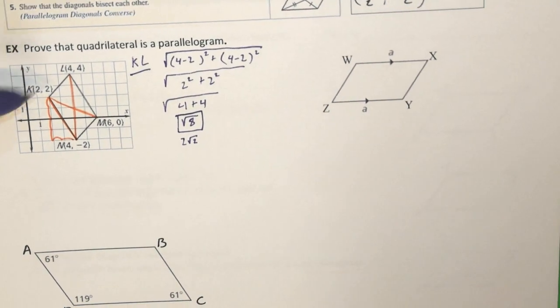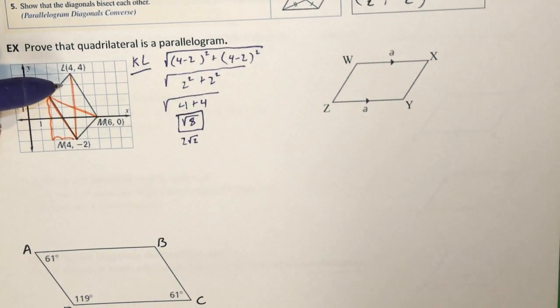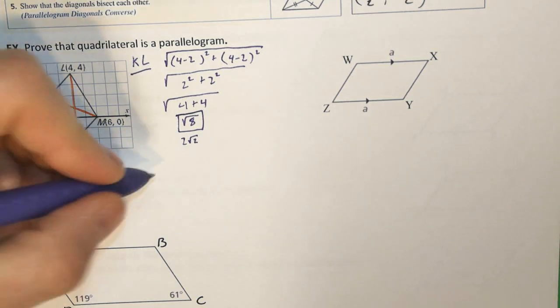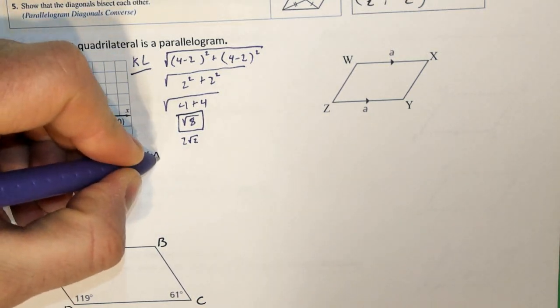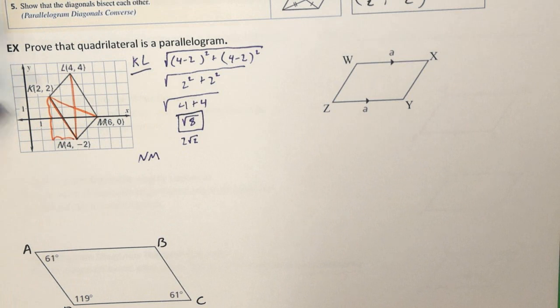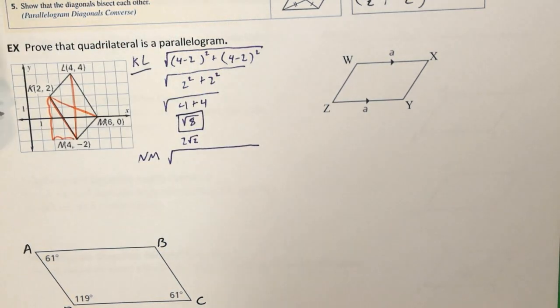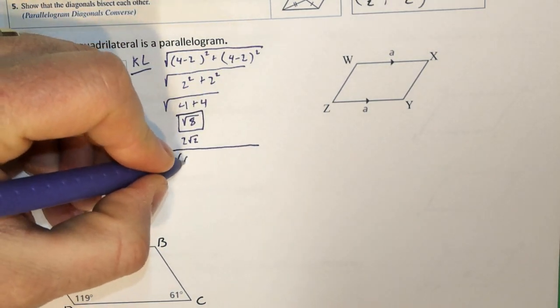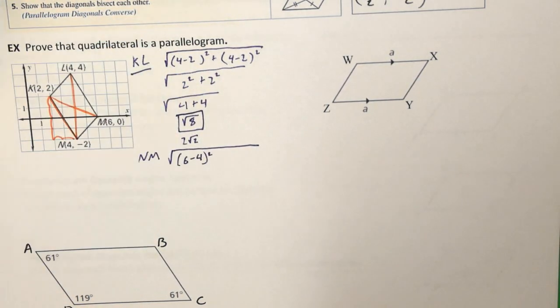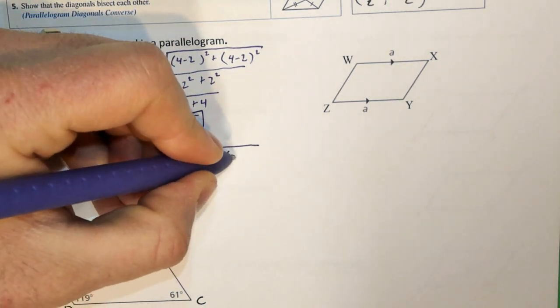My gut tells me that if this top side right here looks pretty short, I should match it up with another short side. So I'm going to look at NM next. NM right here is going to have these two sets of points, and I'm going to calculate the distance formula a second time. I'm going to start with my x values again, which is going to be 6 minus 4. And then I'm going to use my y values, which is going to be 0 minus a negative 2.